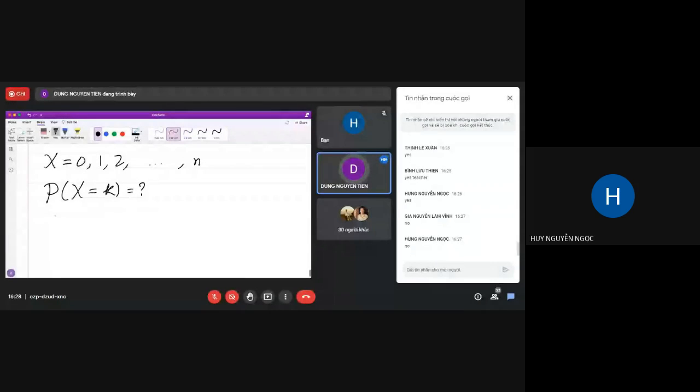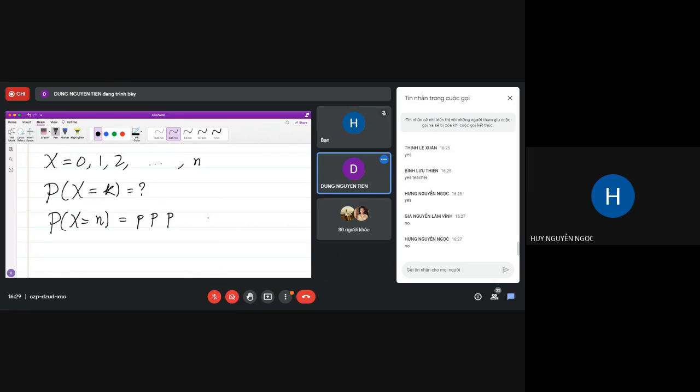How can you get that? In order to get the probability that X equals K, first I want to find the probability that X equals N. What is that? The probability that X is N is the probability you win all games. If you win the first game, that chance is P. If you win the second game, that is P. You win the third game, it is also P.